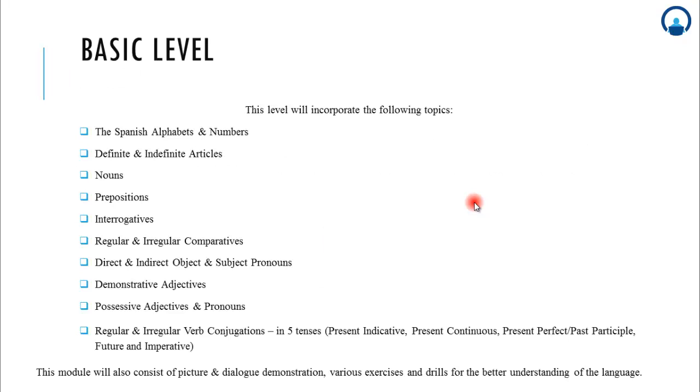Now don't worry, even if the levels are fewer than in the market, the quality and learning coursework will be superior. As you are new to learning this language, we obviously are going to start with the basics. So for the basic level, we'll incorporate all the following topics. First, we are going to start with Spanish alphabets and numbers.